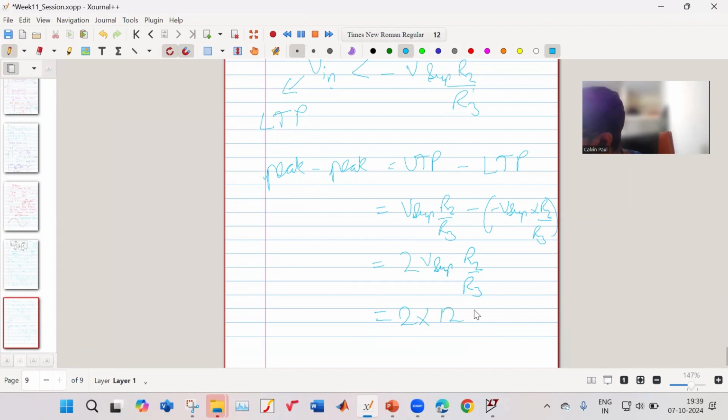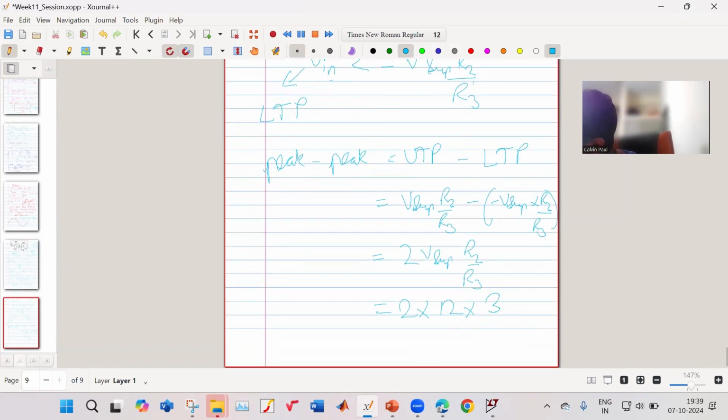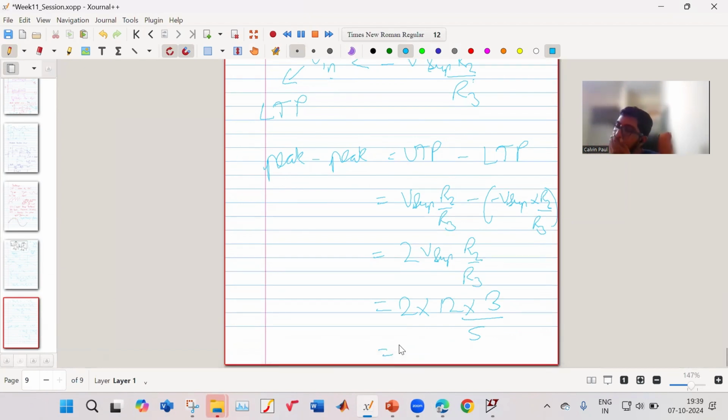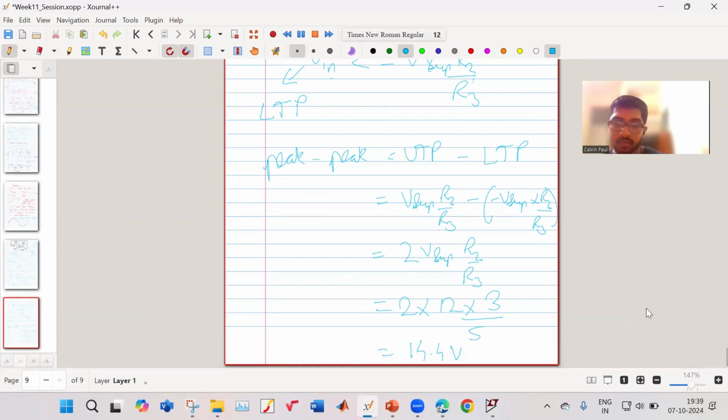So this is 2 into V supply is 12. R2 is how much? R2 is 3, R3 is 5. 2 into 3 by 5. So how much is this? 14.4. Okay, so it is 14.4 volt. Any queries in this?